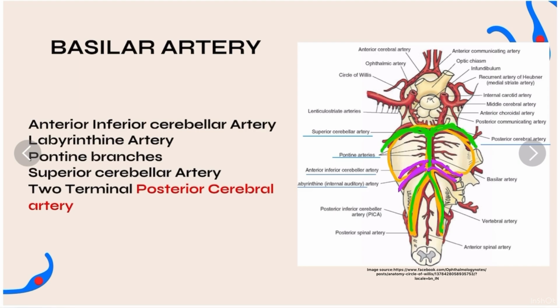Then coming to the third branches, the small branches, these are called the pontine arteries. Then we have two superior cerebellar arteries. These two are the superior cerebellar arteries, and the two terminal branches that I already told you, that is the posterior cerebral arteries that contribute to the circle of Willis. So this is the basilar artery, formed at the base of the pons. Then it divides into two terminal branches at the upper part of the pons. So vertebral artery and basilar artery.